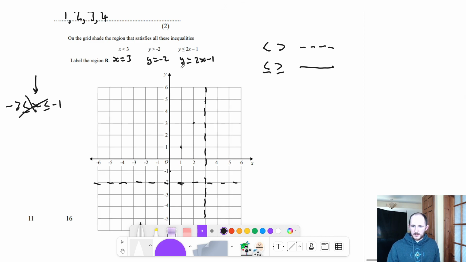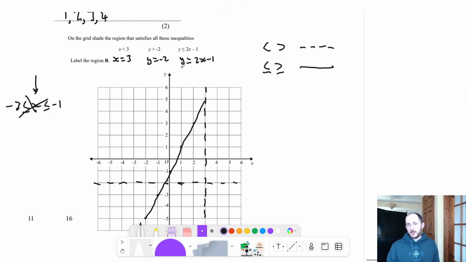Yeah, so 1 across, 2 down. So every time we're going 1 across, we're going down or up 2, depending on how you look at it. It's going to be a straight line. And if you notice, it's a solid line. Why? Because it's equal to.